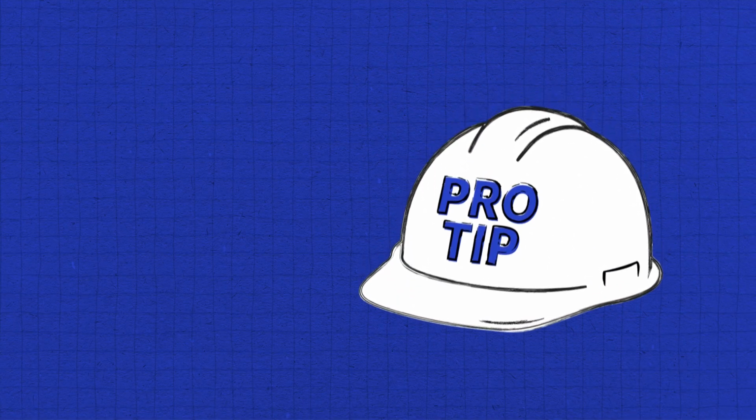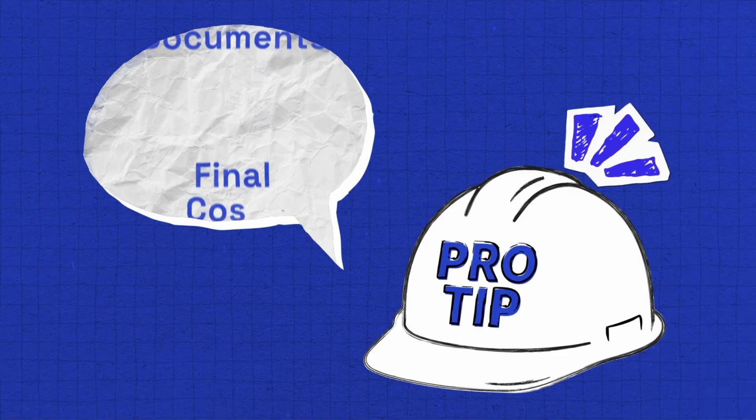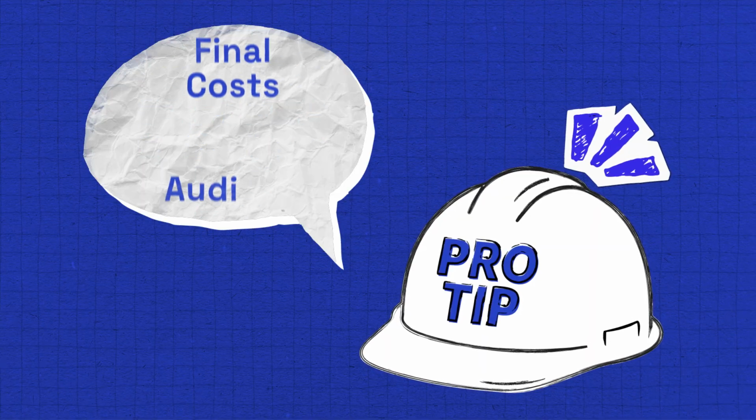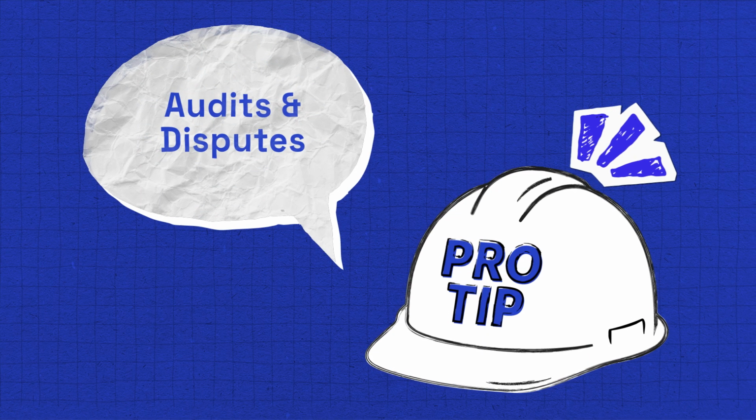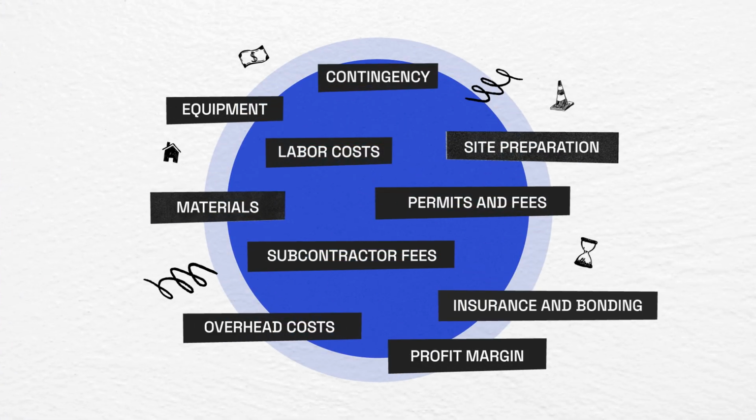Now that you've gone through the steps, here's a pro tip. Keep records of all the estimates you create, supporting documents, and final costs. These come in handy for audits, to sort out any disputes, and give you benchmarks to make future estimates more accurate. Construction estimates can be simple or detailed, but there are some common elements in most of them, like these.